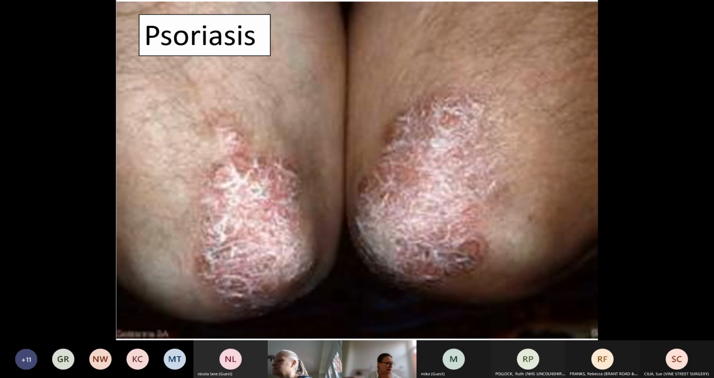So I had very similar on my list. I put symmetrical, well defined, scaly plaques, but that's probably because I know what it is. And you tend to get that on the extensor surfaces. Eczema tends to be on the flexor surfaces, so at the front creases in the elbows and the back of the knees. Psoriasis is the opposite and tends to be on the extensor side of the elbow, like it is here, and on the front of the knees. Those are common places to get psoriasis.